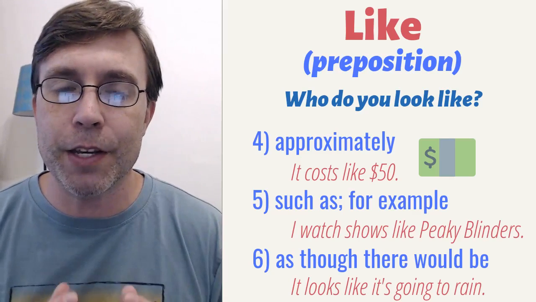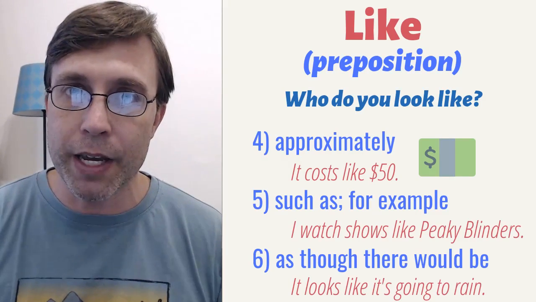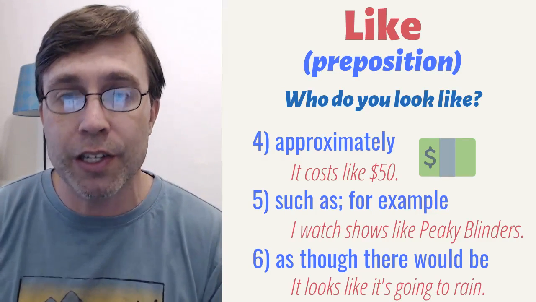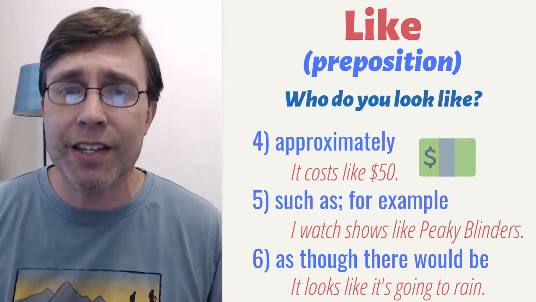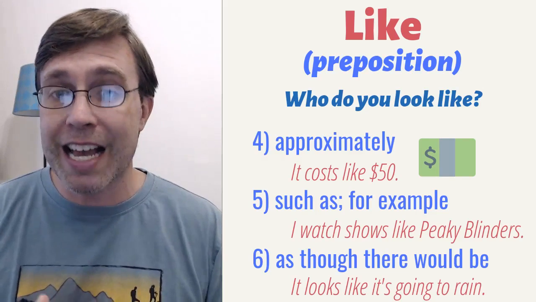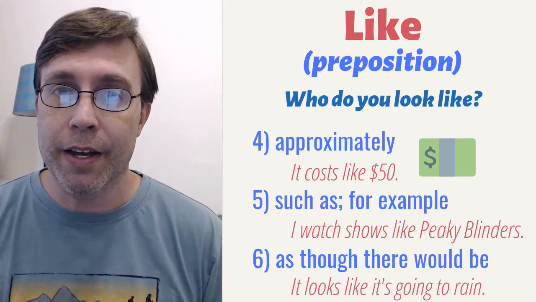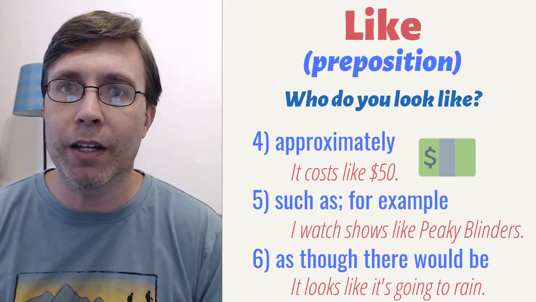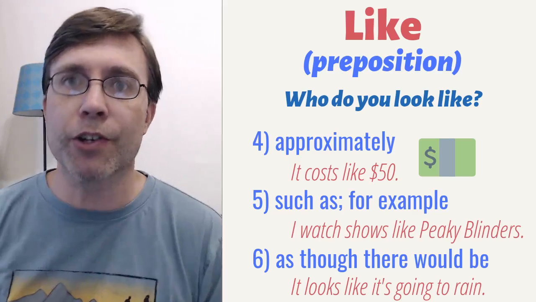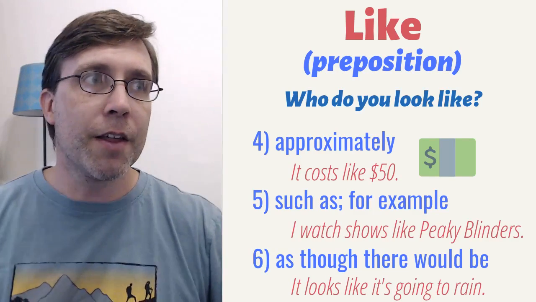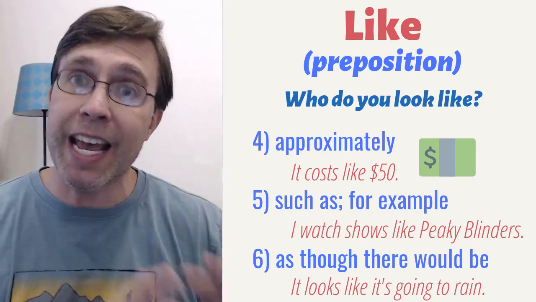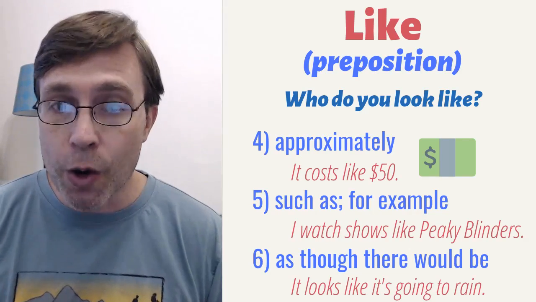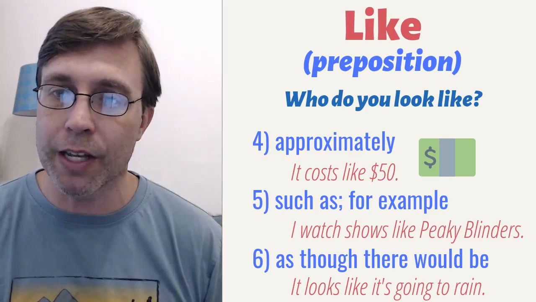And as it could be used to say, as though there would be. All right. And in this case, I'd give you the sentence, it looks like it's going to rain. It looks like it's going to rain. And it looks as though it's going to rain. And this is when you're kind of making a prediction about something. Well, it looks like the weather's going to do this. It looks like the sports competition is going to end in this way. Something that you think will happen, as though it were going to happen. You say, well, it looks like.